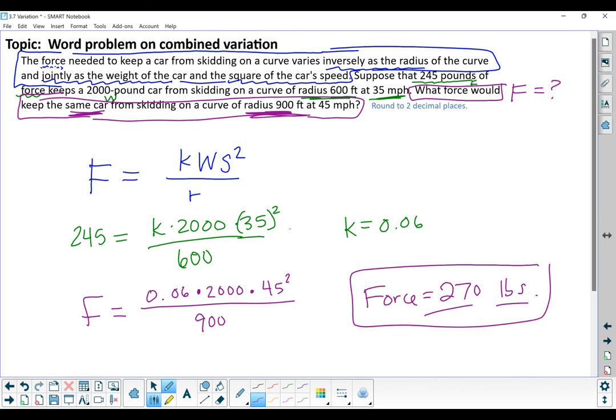So for these topics, you really will just have one number that you need to type in, but you kind of have three steps. You've got to set up your equation first. You've got to figure out your K value second. And then finally, you can use that K value and the other information to answer your final question.